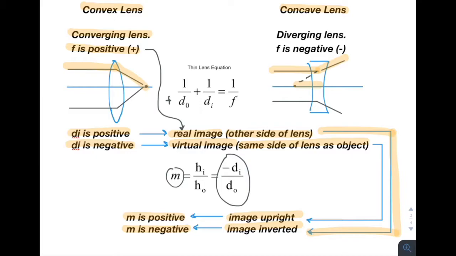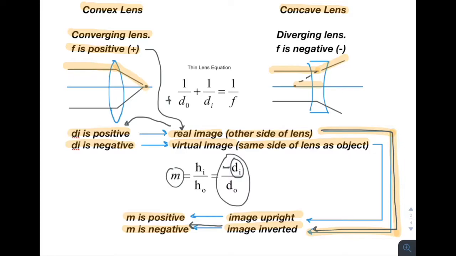And so that means if the image is real, then the DI, the distance of the image, has to be positive. So if the distance of the image is positive, then the image is going to be inverted. And as we continue, if the image is inverted, the M will be negative, because if we plug in a positive value for DI, we're going to end up getting a negative value overall for the M.